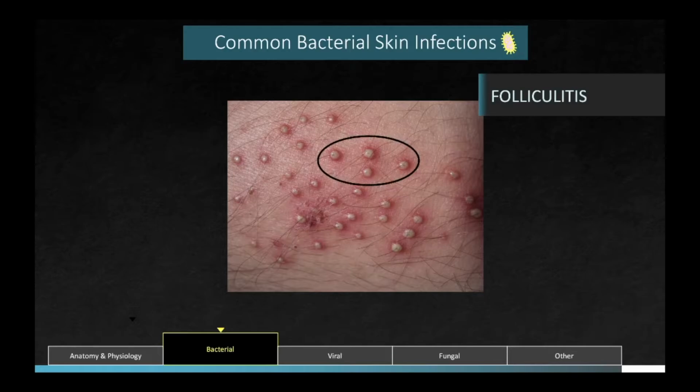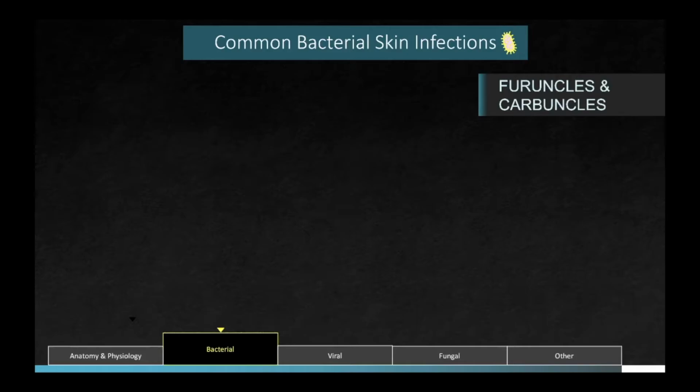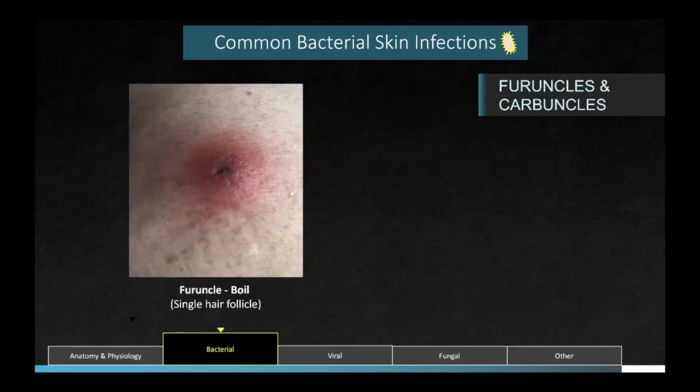There are a number of methods available to treat folliculitis, and these include antiseptic skin wash, systemic antibiotics, and attempting to reverse the contributory factors above. The next infection in line is the furuncle or boil, an example of which is seen here in the picture on the left.